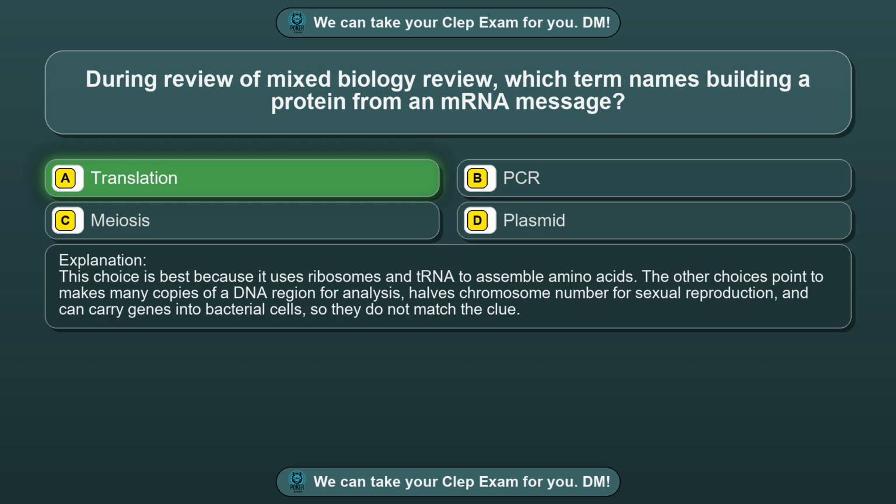This choice is best because it uses ribosomes and tRNA to assemble amino acids. The other choices point to makes many copies of a DNA region for analysis, has chromosome number for sexual reproduction, and can carry genes into bacterial cells, so they do not match the clue.